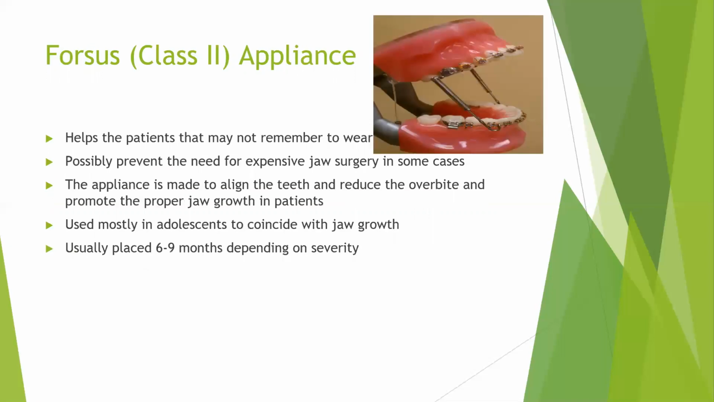A Forsus appliance is another type of Class 2 appliance. It helps patients that may not remember to wear their appliances. Possibly it helps prevent the need for expensive jaw surgery. We used to do a lot of these cases, but we don't see them as often in our office. The appliance is made to align the teeth and reduce the overbite to promote proper jaw growth in patients. It is used mostly in adolescents to coincide with jaw growth, and it is usually used between 6 and 9 months, depending on the severity.